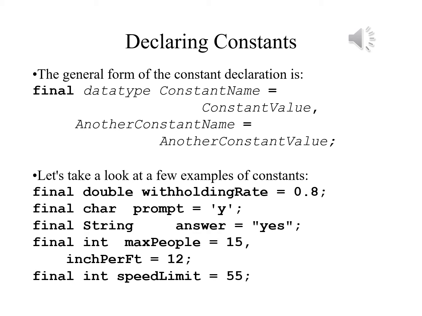You can see some other examples here. final double withholding rate equals 0.8. final char prompt equals single quote y single quote. The single quotes are used for a single character, not for a string of characters. final String answer equals quote yes unquote semicolon. And notice here, unlike the single character, double quotation marks. final int max name equals 15, comma, inch per foot equals 12. And final int speed limit equals 55.